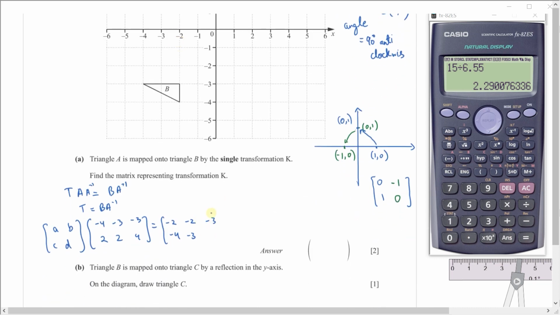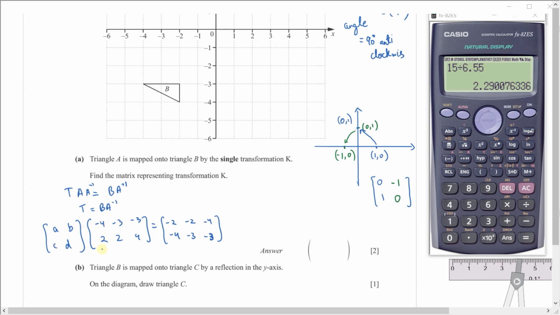-3 and 4. Oh, sorry. -3 and 4 is for triangle A. For triangle B, it is -4 and -3. Now to find this transformation matrix T, I need to find the inverse because I multiplied the inverse here to cancel it out, and BA inverse should give you the transformation matrix T.